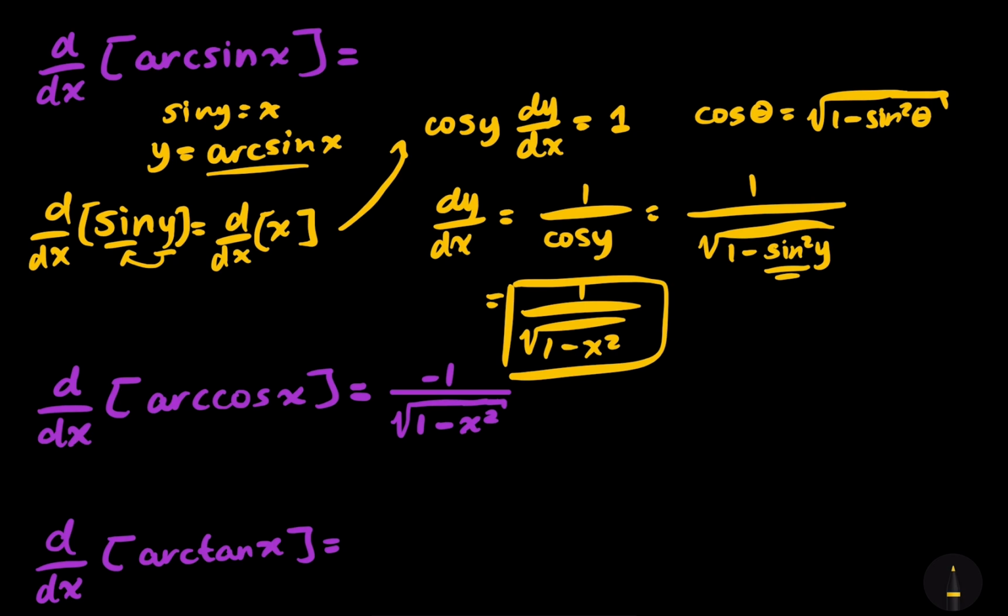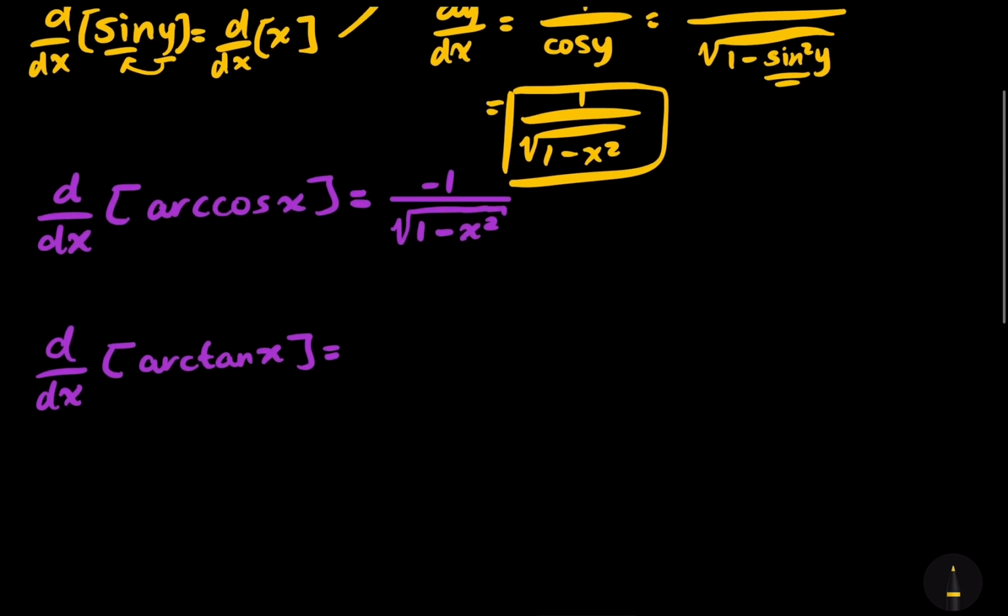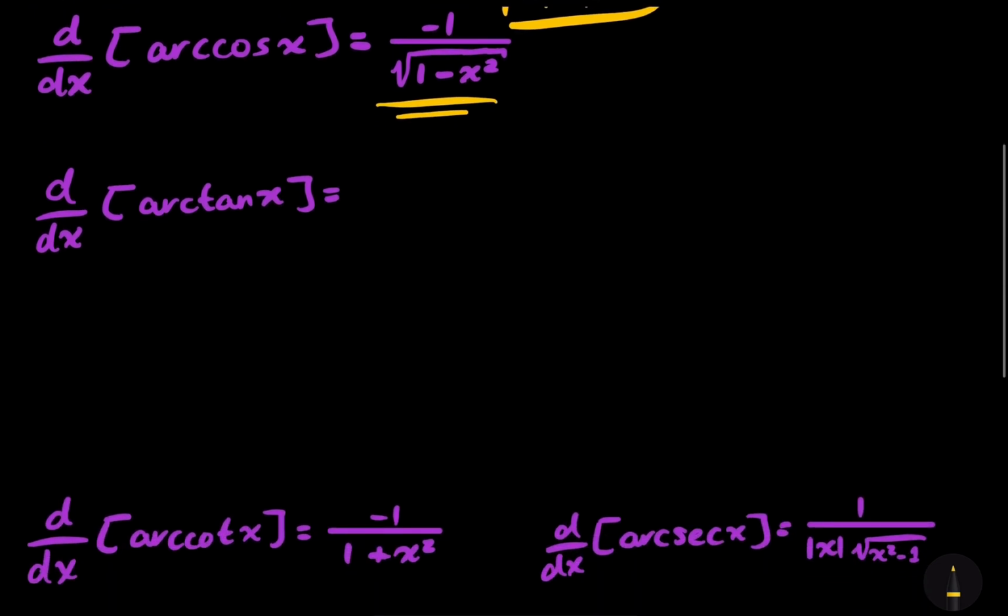You can actually use the same process to determine the derivative of arc cosine of x, and you should end up with negative 1 over the square root of 1 minus x squared. I'm going to leave this one to you to actually prove because it's basically the same exact concept.